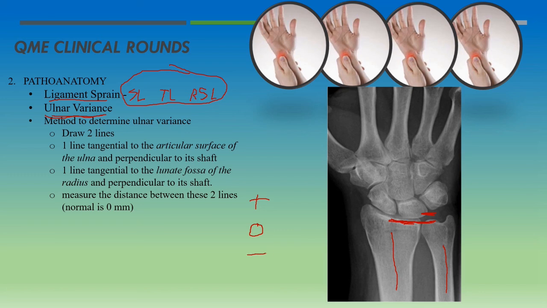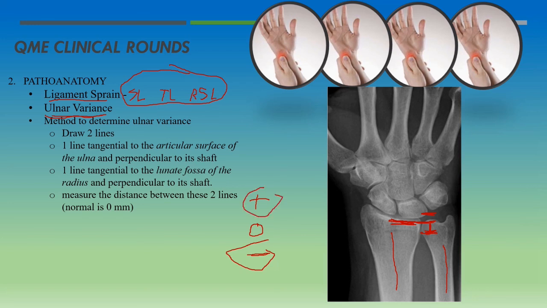And then cases that involve negative ulnar variance are where we see that the articular surface of the ulna bone is proximal to the articular surface of the radius bone here, and there's a variance or a differential in the length of the radius bone compared to the ulna bone. Those are cases that involve a negative ulnar variance.